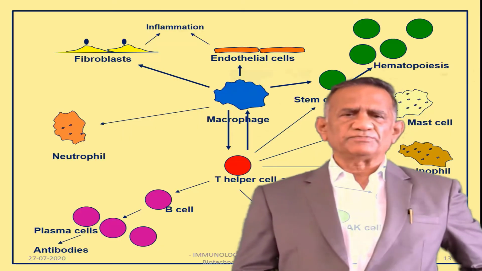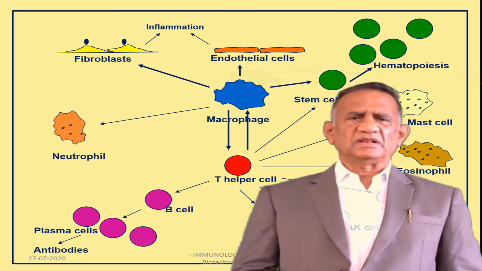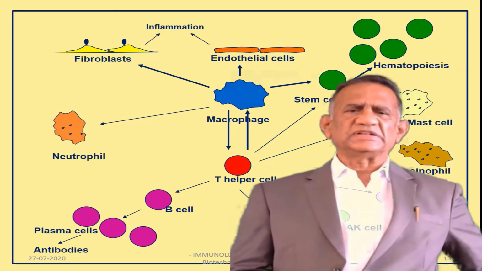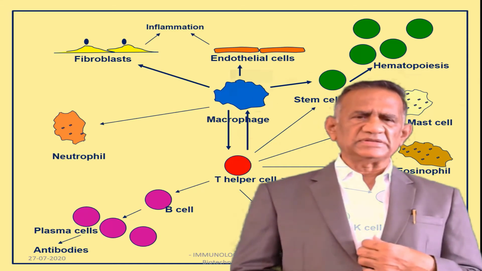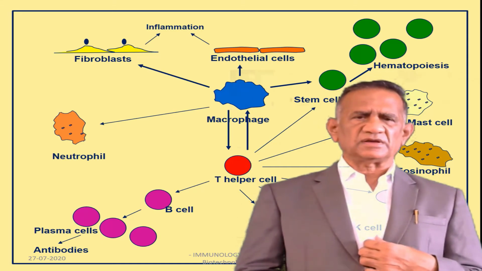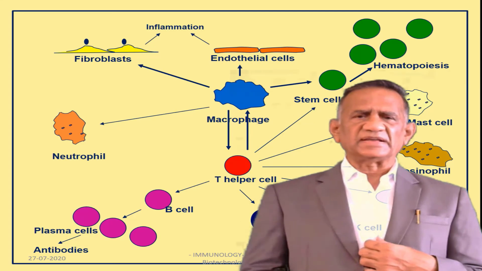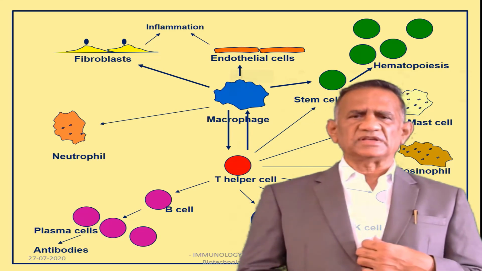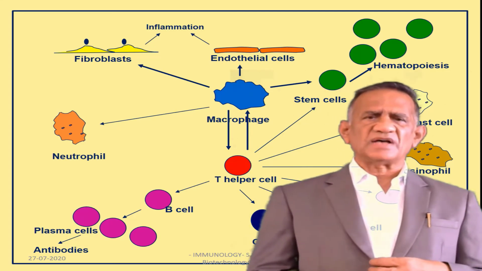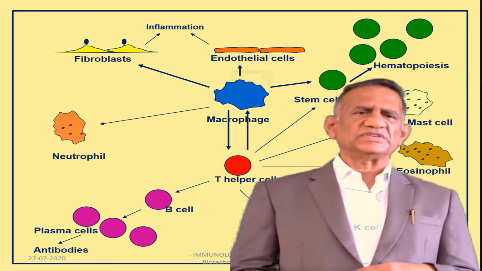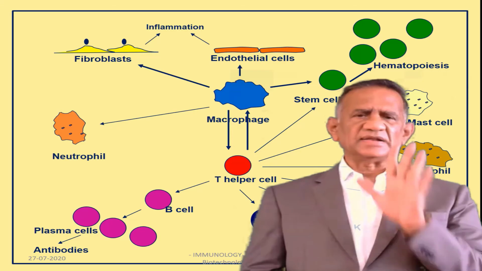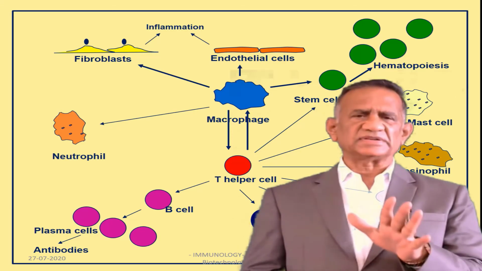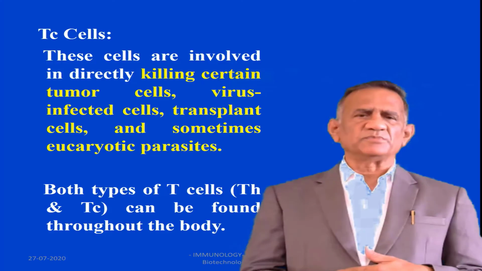So let us see this particular T helper cell. As I was mentioning to you, the T cells are master immune cells. They regulate the B cells, they regulate the cytotoxic T cells, they regulate leukocyte activated killer cells, they regulate natural killer cells, they regulate eosinophils, mast cells, stem cells, macrophages, neutrophils. All the cells in the immune system are under the control of the T helper cells. That's why the T cells are called the master immune cells.